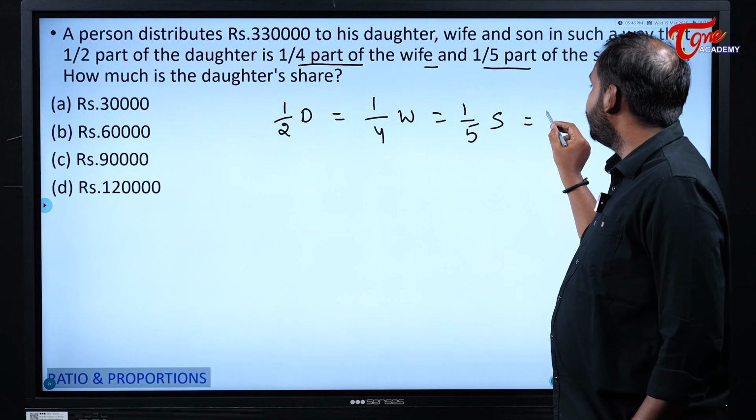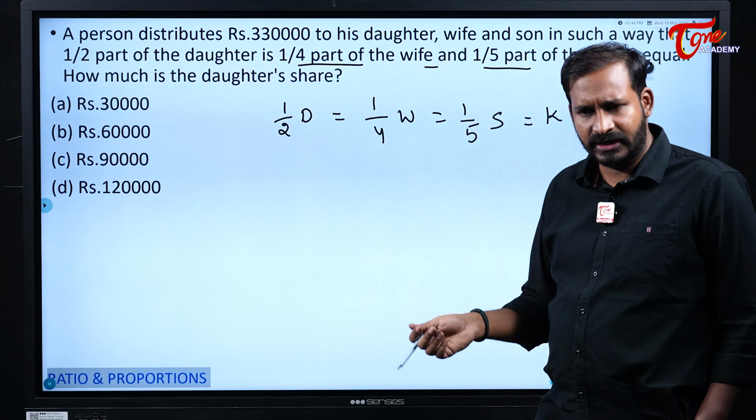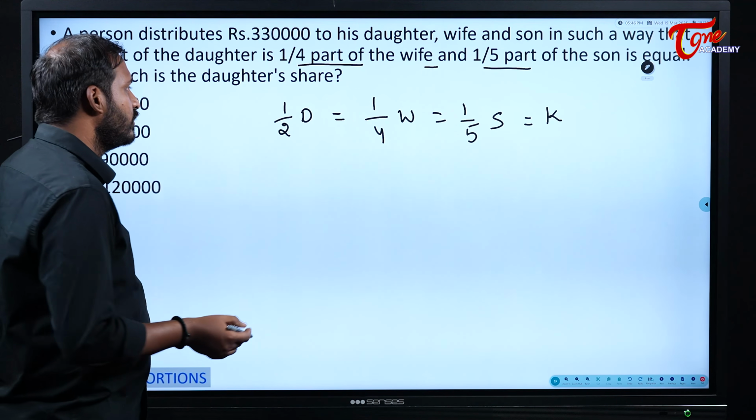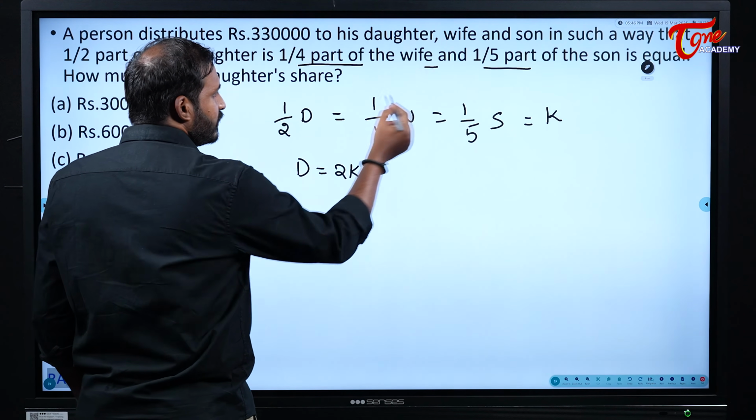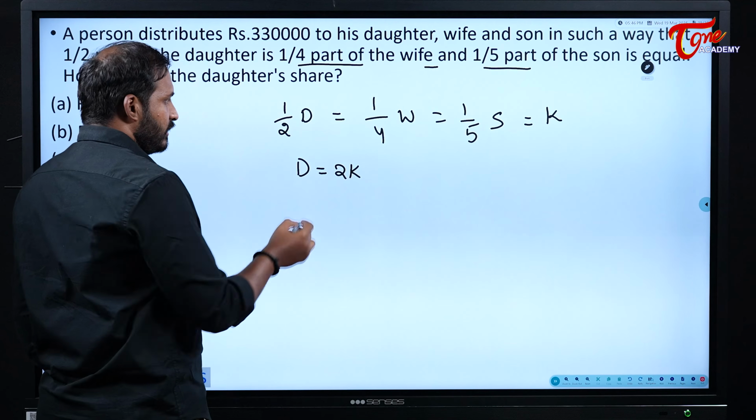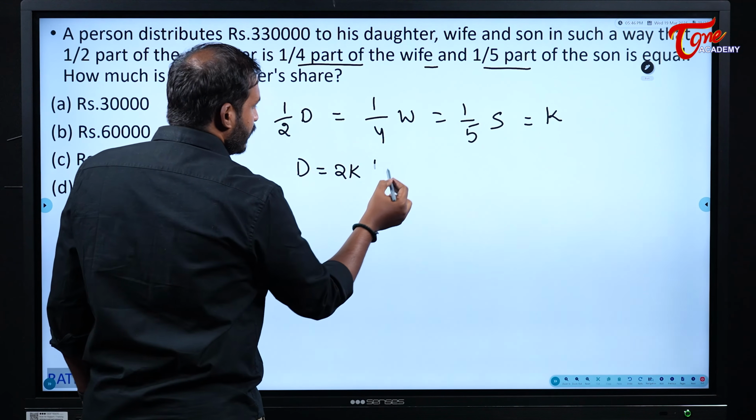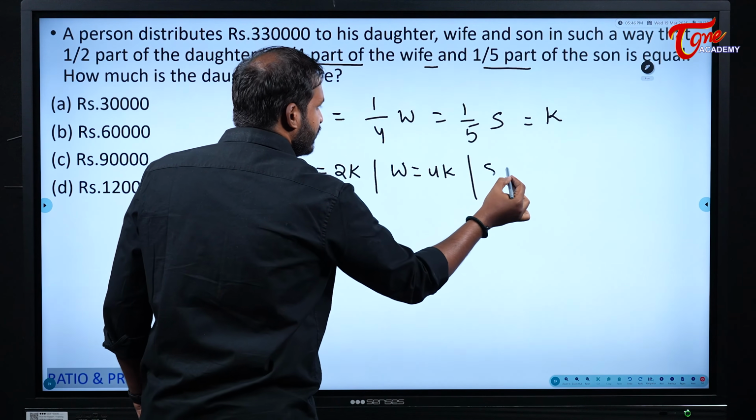Now, I will equate it with a constant k for understanding. Later I will tell you directly how to write these things. But generally, we can take that as some k. Now, what happens to daughter? Daughter's relation will become 2k. Why? Because 1 by 2 of D is equal to k, so D's value will become 2k. And wife's share will become 4k. And similarly, son's share will become 5k.